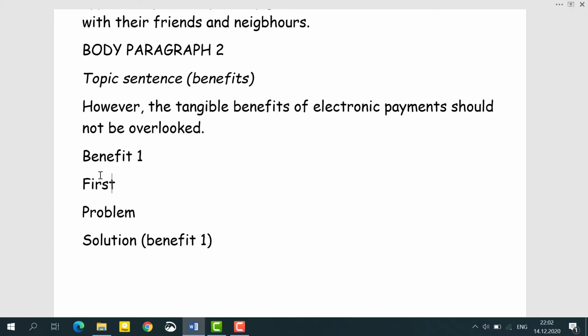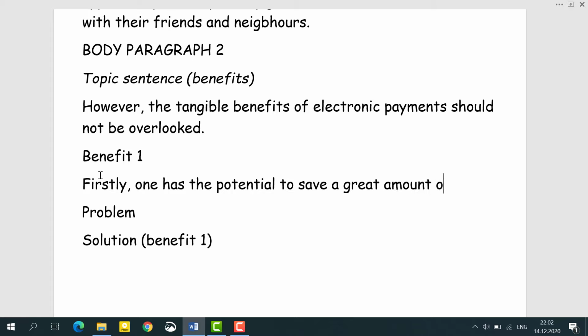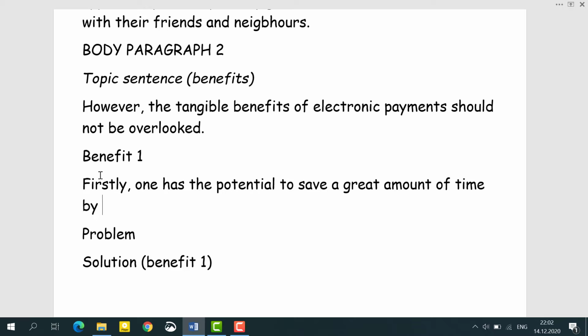Firstly, one has the potential to save a great amount of time by purchasing items electronically.